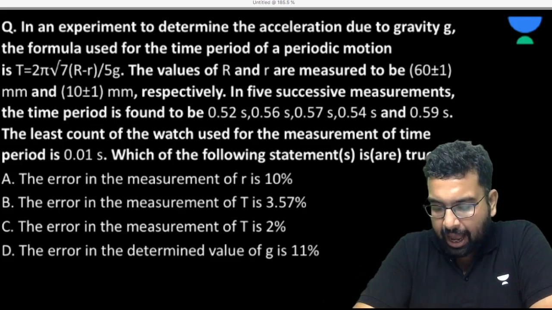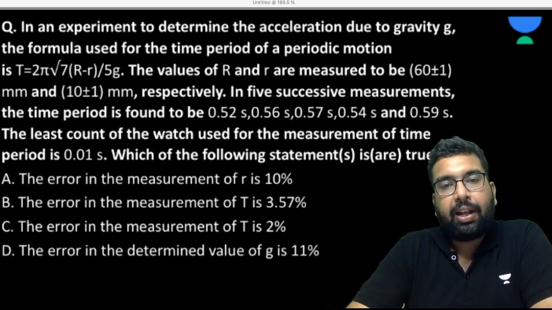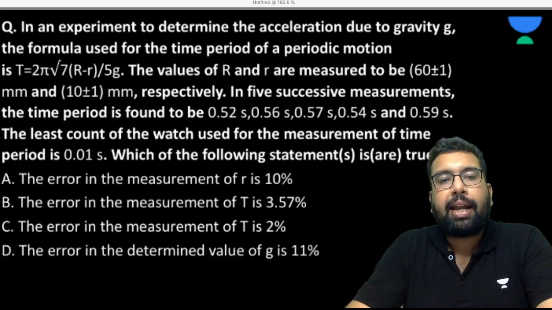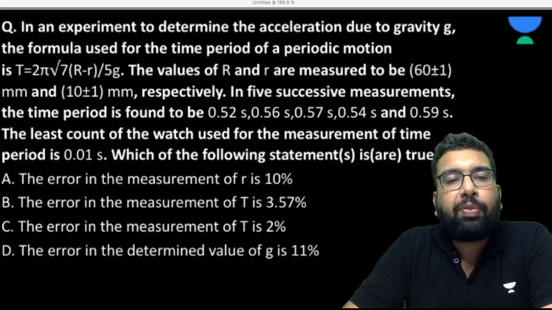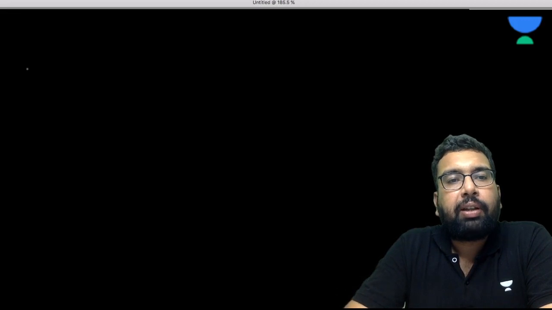Okay, it's an R true. Okay, now please understand this. Very good question. First of all, we have to see the error in the measurement of R. Now we have this formula. First, let me write the formula.